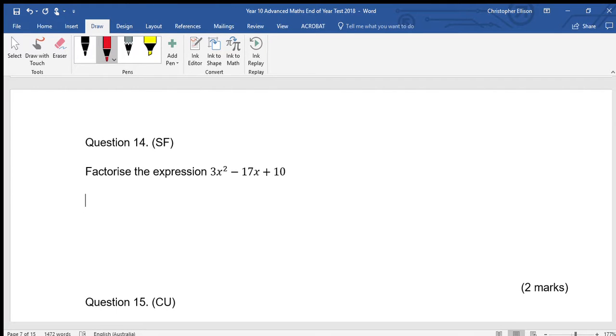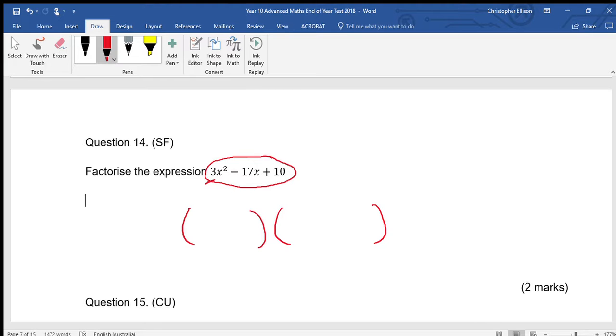Okay, factorising. This is a non-monic quadratic expression. It's a quadratic because it's got an x squared, an x, and then a constant term, and it's non-monic because it's got a 3 at the front here. Normally it would be a 1 or nothing if it was a monic equation. Now for us to do that, we need to make it become a binomial.